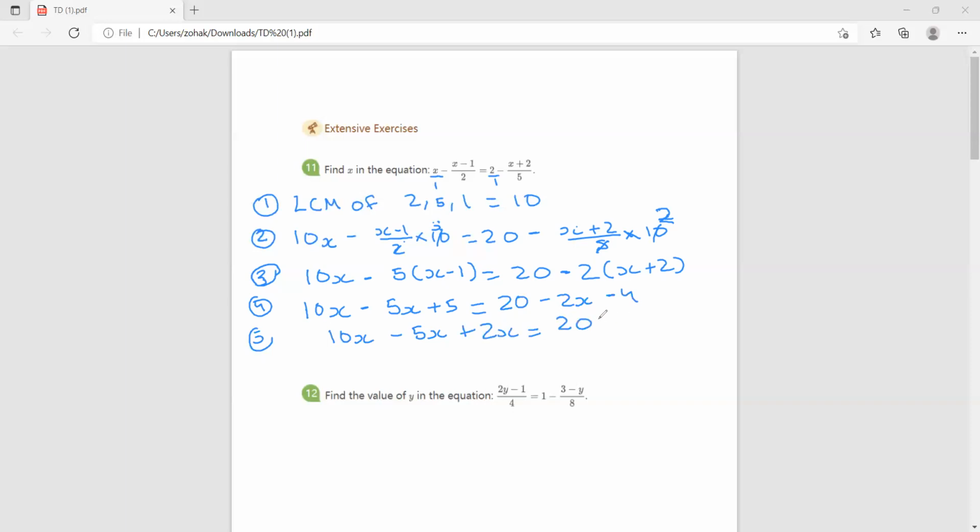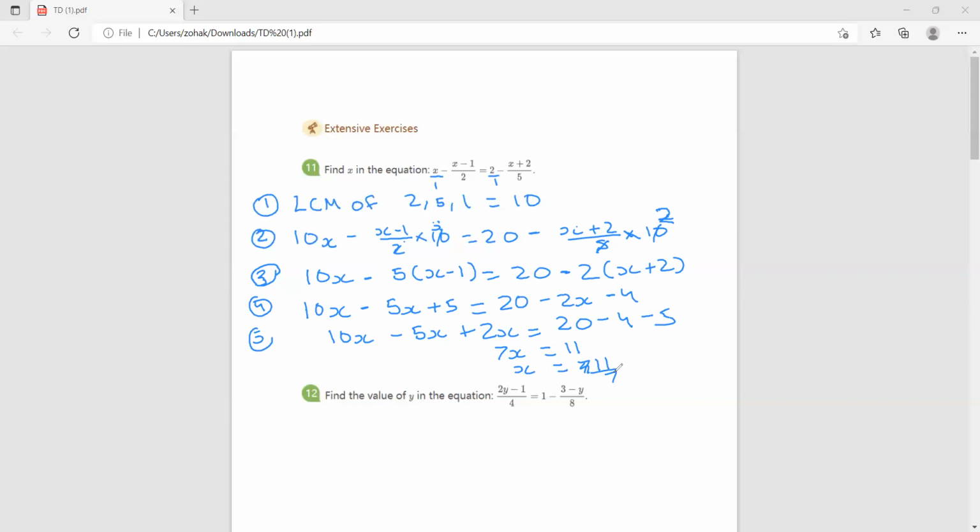And we're left with this. Now let's just collect the like terms. So we're going to be collecting all the x's on one side and all the normal numbers on the right-hand side separately. So we're left with 7x is equal to 11, and therefore x is equal to 11 over 7, of course.